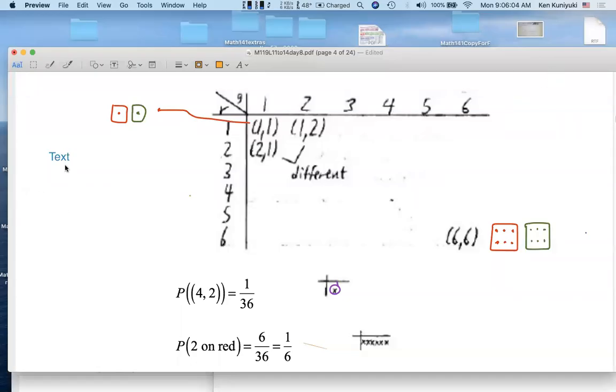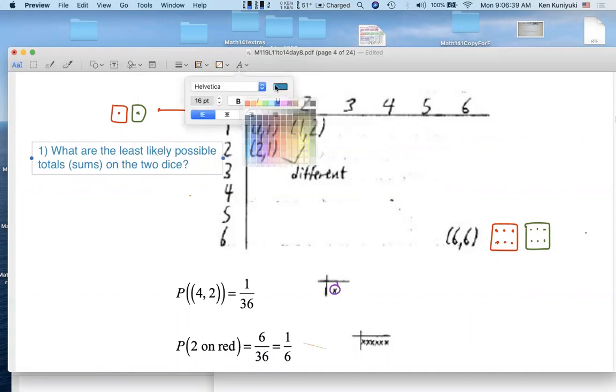Hi, everyone. Now let's consider the following questions about dice totals or sums. Try to answer the following questions. What are the least likely totals or sums on the two dice? I should say possible. What are the two least likely possible totals or sums on the two dice? Yes, the probability of getting a sum of zero is zero. That's true. But what are the least likely possible totals or sums on the two dice?